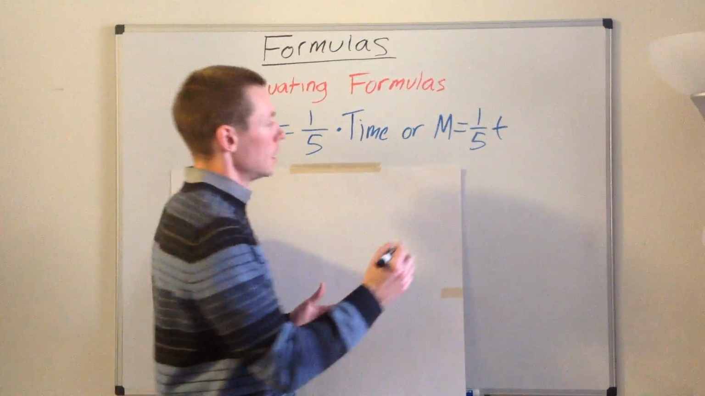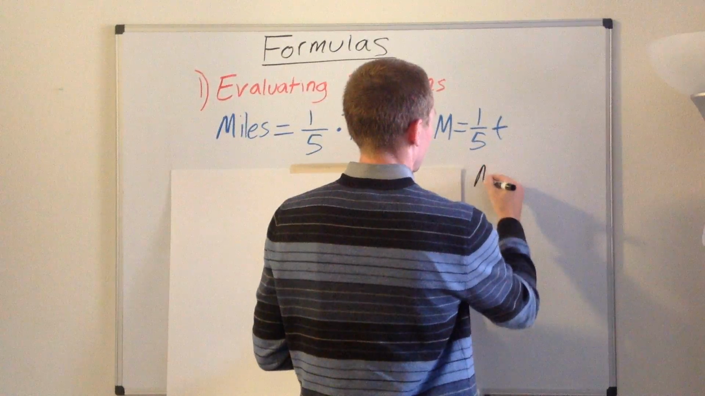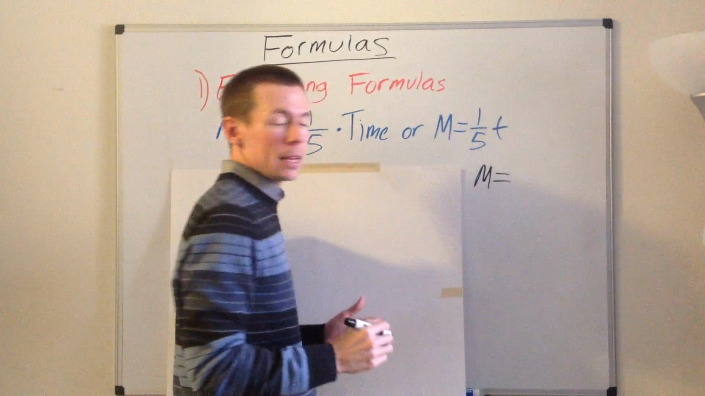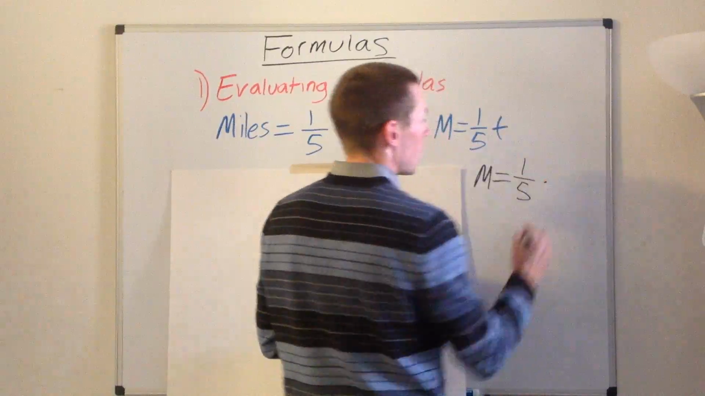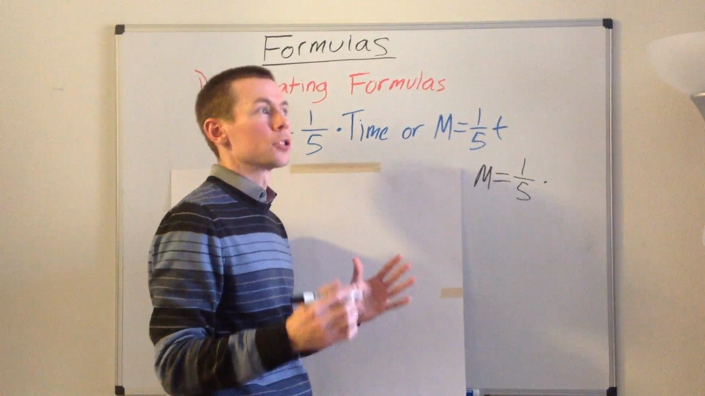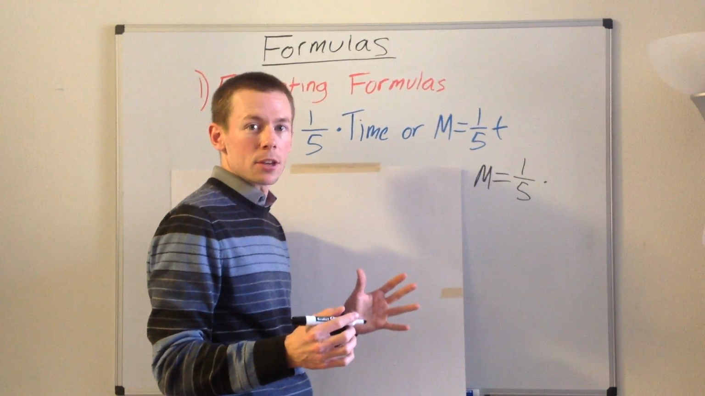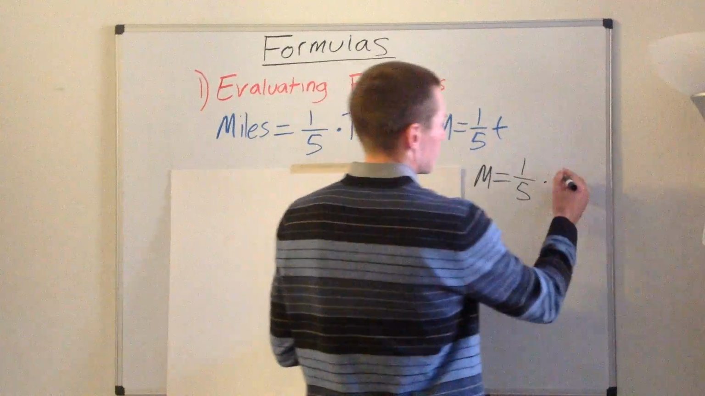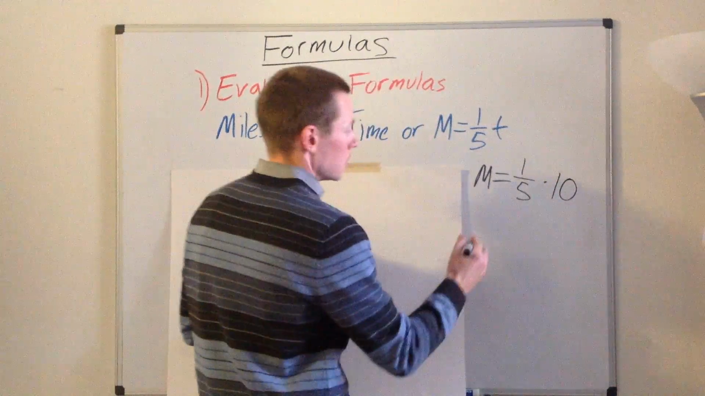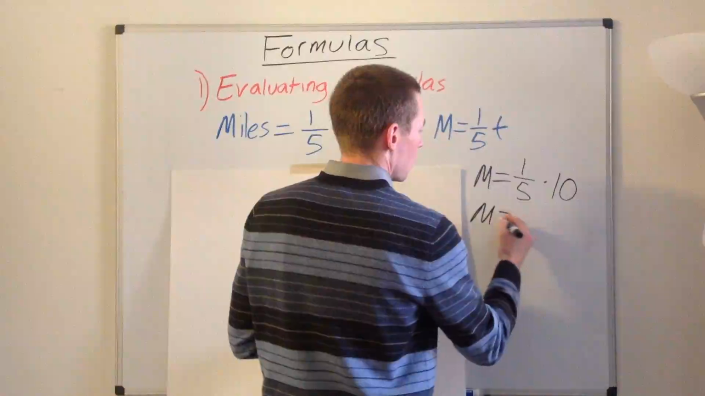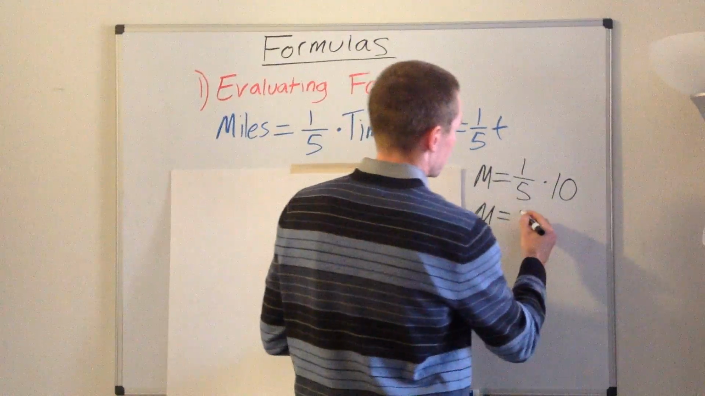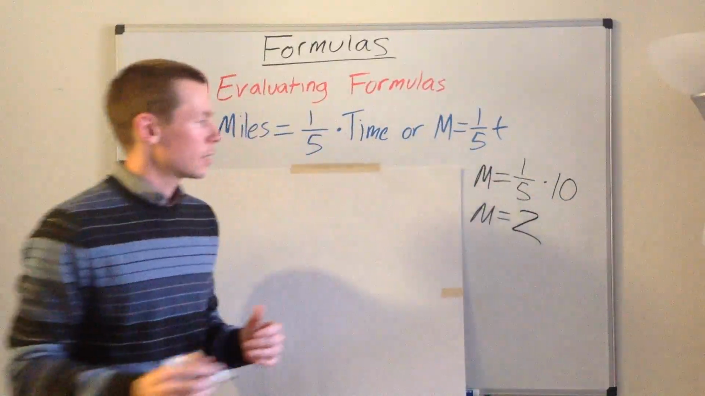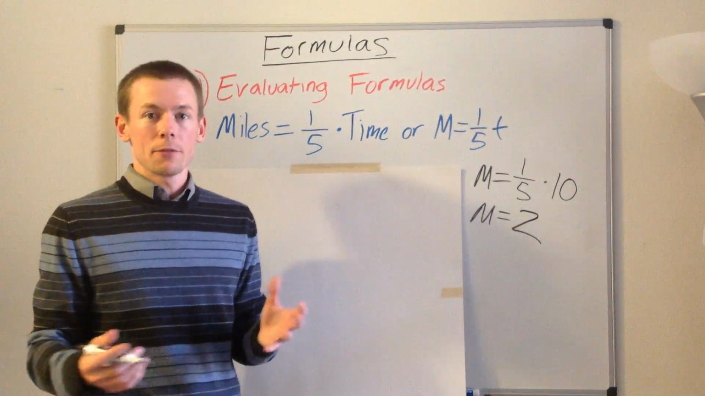Okay, so here m equals 1/5 multiplied, in this case we're going to say 10 seconds. You saw lightning and it took 10 seconds for you then to hear it. So 1/5 times 10 is 2. So in this case it would be 2 miles away from you.